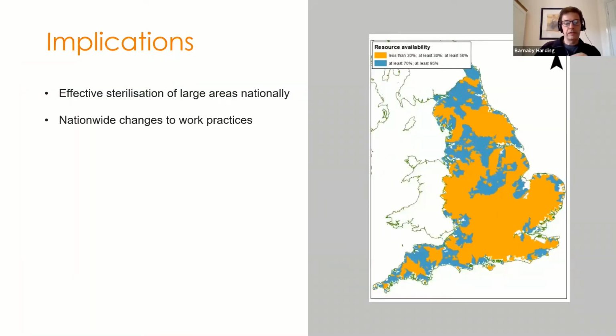Now, the implications of this are quite significant. I think the figure on the right just shows areas where there's limited water availability, and that might impact on the ability to abstract for dewatering purposes. And I think that this has the potential to almost sterilise areas of the UK from working and developing sites if dewatering is the only way to do it. And I think it's going to result in some nationwide changes in work practices as well.